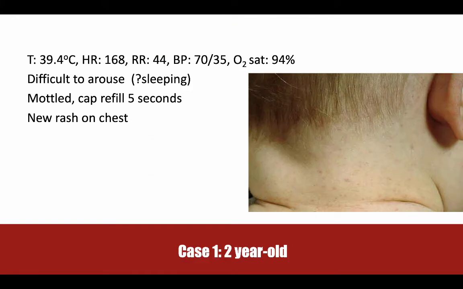And so the first case is a 2-year-old child, and this patient comes into your emerge with a temperature of 39.4. The heart rate is 168, respiratory rate is 44, blood pressure is 70/35, and the sats are 94%. Sometimes kids can be difficult to examine, and this particular patient comes to you in the middle of the night and you can't really decide whether they're sleeping or whether they are truly difficult to arouse, but the patient is definitely mottled. The extremities are cold and the cap refill is 5 seconds. And you can see part of the new rash on this patient's chest here and the back of her neck. And if you were able to look up close, I can tell you that it is petechiae. It is a non-blanching rash, 2-year-old child.